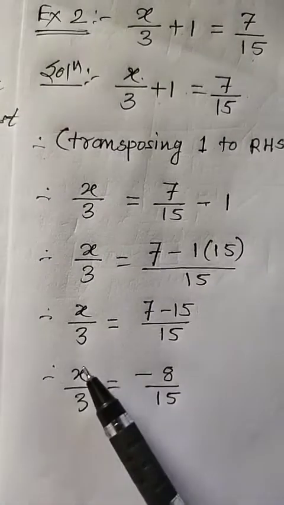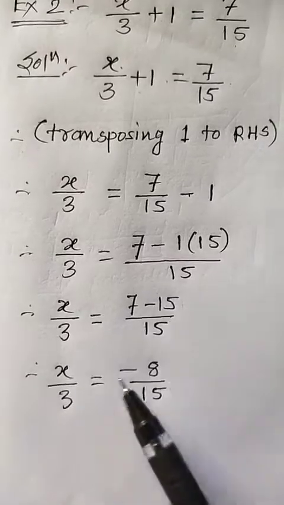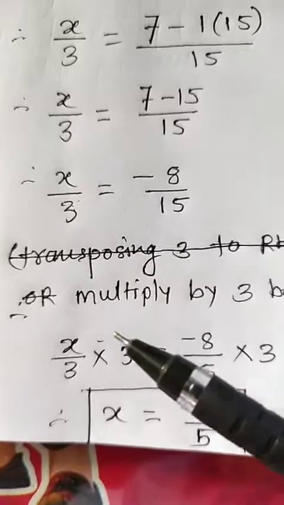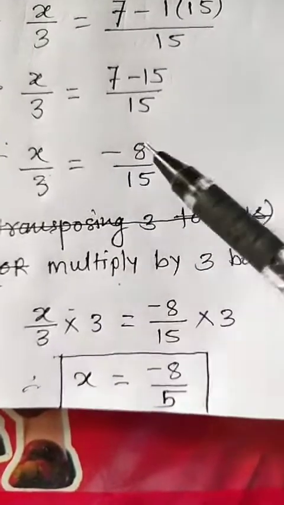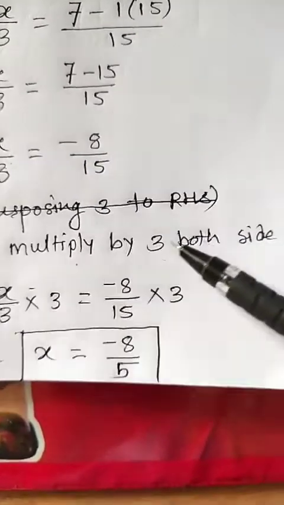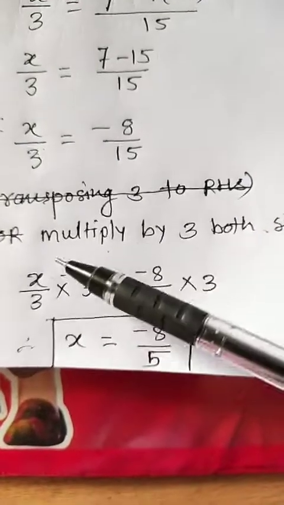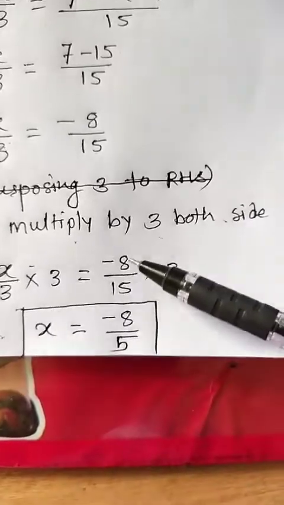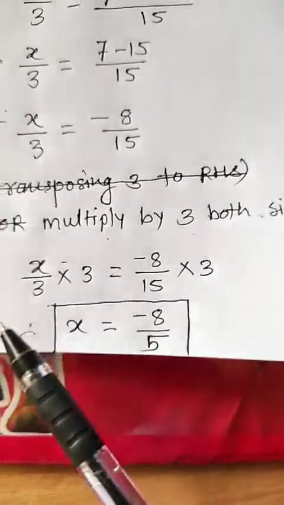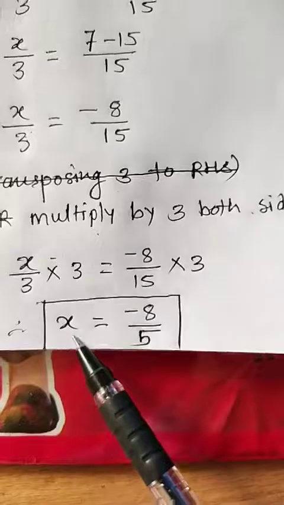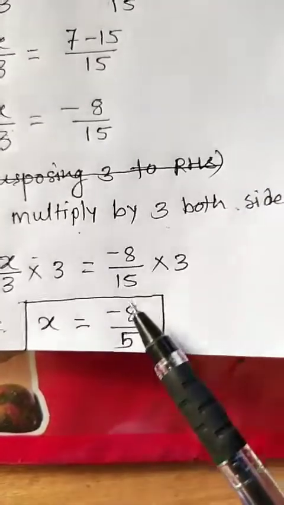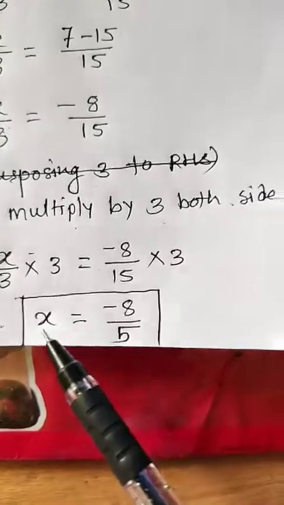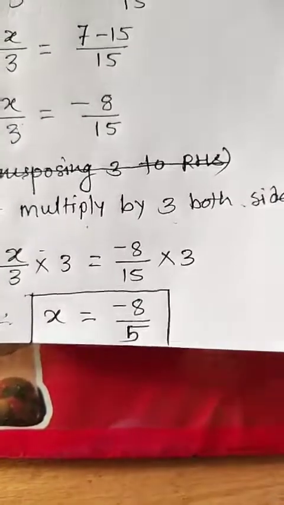Now to find the value of x, we transpose 3 to the right hand side. To cancel this 3, we multiply both sides by 3. If we multiply by 3, we get x by 3 into 3 equals minus 8 by 15 into 3. Here 3 and 3 cancel, so we get x equals minus 8, and 3 fives are 15, so the 3 is cancelled as a common factor. So we get x equals minus 8 by 5, and this is the solution.